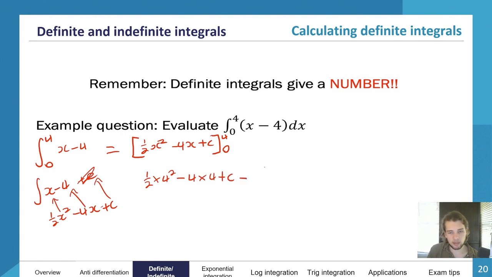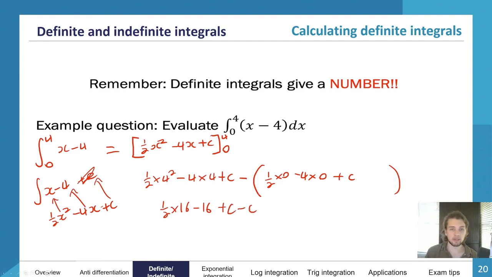And then we do a negative, big brackets, and substitute the second number in. So 1 over 2 times 0, that's our second number, minus 4 times 0, plus c. So that's equal to 1 over 2 times 16 minus 16 plus c minus c. Now, whenever you're doing this definite integral, if you start using the plus c, you realize that the plus c cancels out every single time.